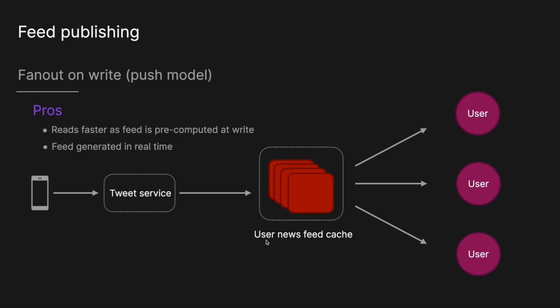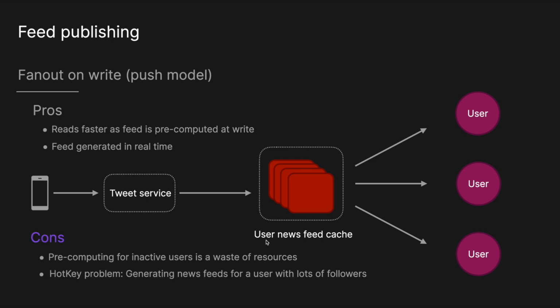Okay, and so again, what are the pros of this? Our reads are fast as the feed is pre-computed, right? And then our feed is also generated in real time, so it's very performant. However, that being said, we are computing for inactive users, which is a waste of resources, but then we also have the hotkey problem. So let's say, I don't know, Justin Bieber, how many hundreds of millions of followers does he have? If he tweets, we're going to have to generate the news feeds for hundreds of millions of people, and that can be extremely resource intensive. So that is a massive downside of using the push model.